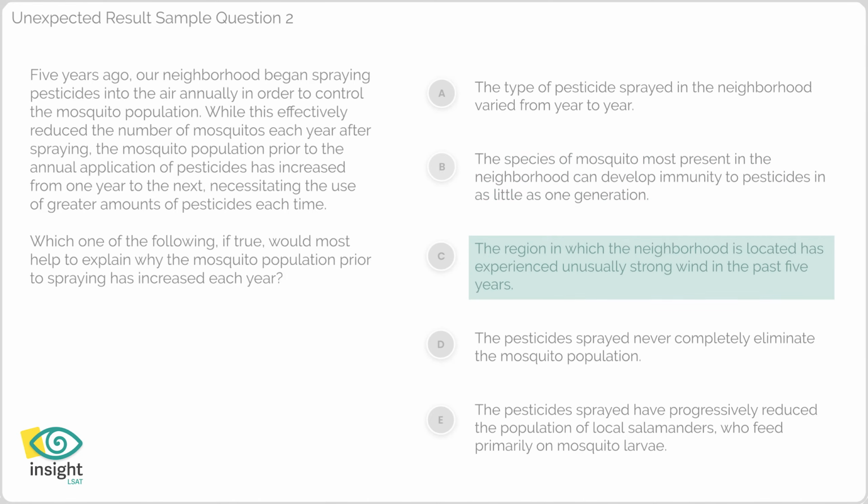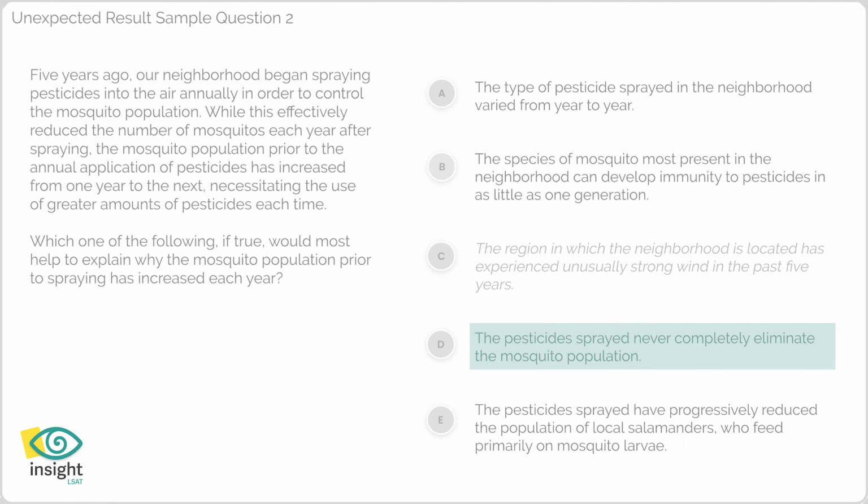C. The region in which the neighborhood is located has experienced unusually strong wind in the past 5 years. So this is supposed to be saying something maybe about where the sprayed pesticides end up? But the wind has been strong for all of the 5 years. And why are we seeing an upward trend in population? This doesn't address that at all. I'm knocking this one out. Moving on to D.